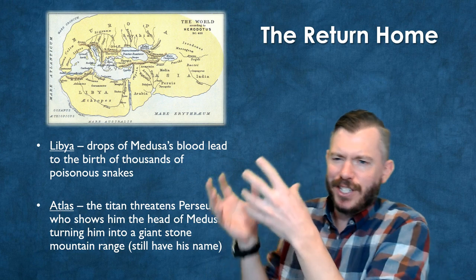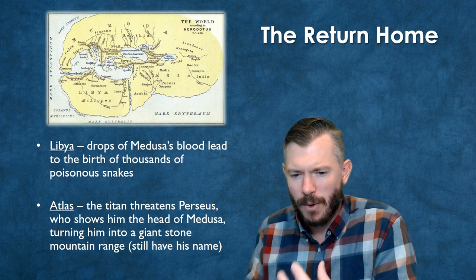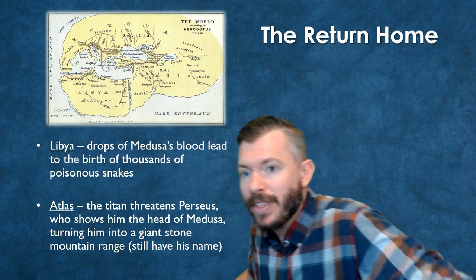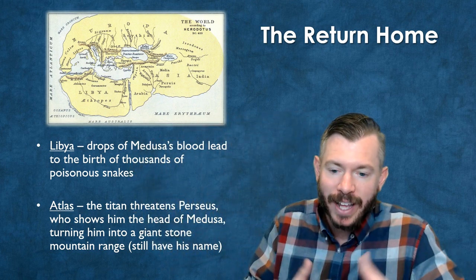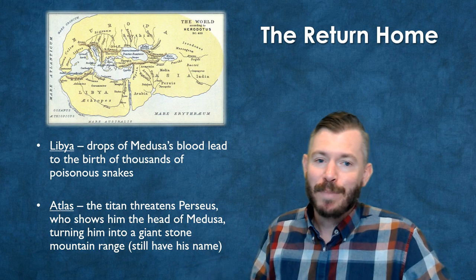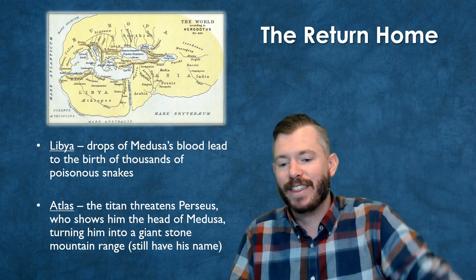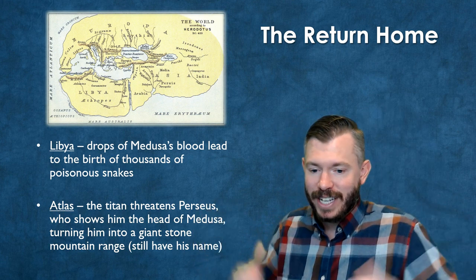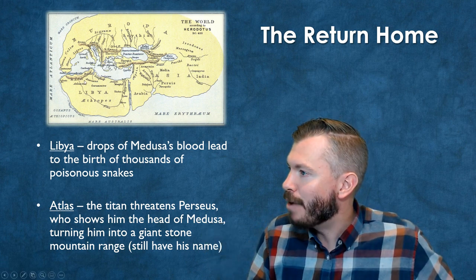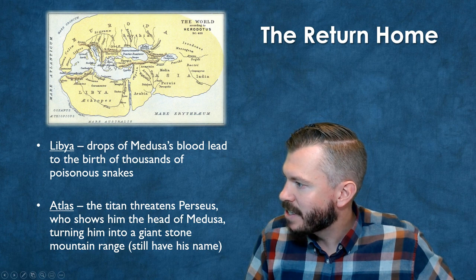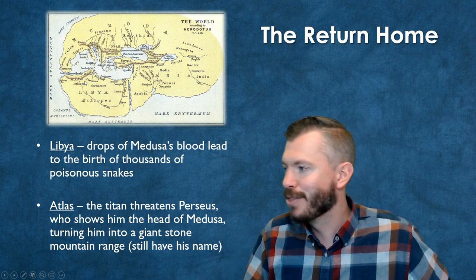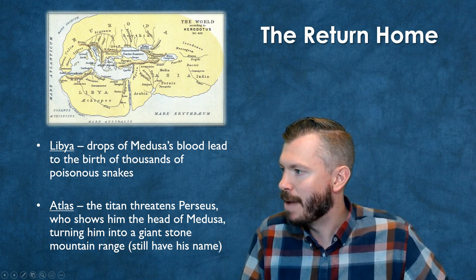And as he's going, the blood's dripping from the head and there are all these poisonous snakes pouring out of it. And then he gets challenged along the way by the Titan Atlas. Remember the guy who's holding up the world and who tried to trick Heracles into holding up the world, but it didn't really work out. But anyway, Perseus is just like, boom, head of Medusa straight to the face. So he turns the Titan Atlas into stone. And that becomes the Atlas mountains that you see here in modern day Morocco. And we still call them the Atlas mountains. So you can go to Morocco and hike through the Atlas mountains there.